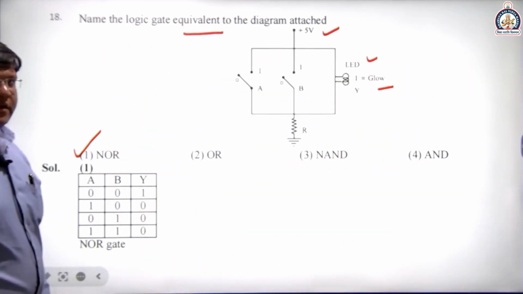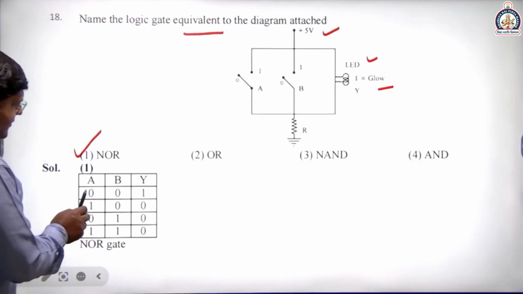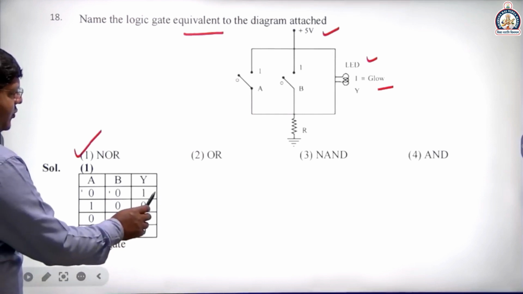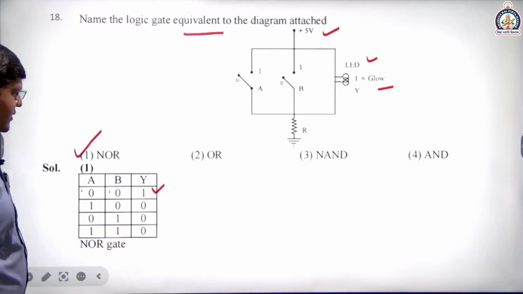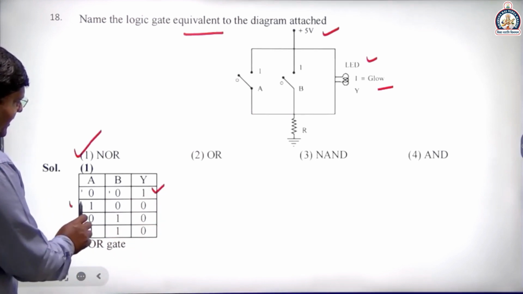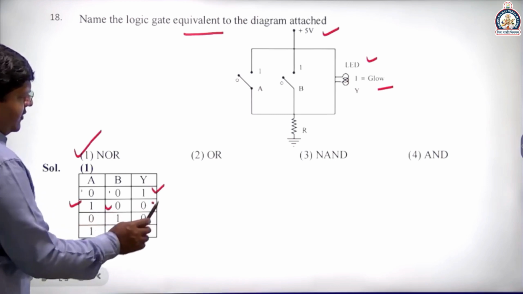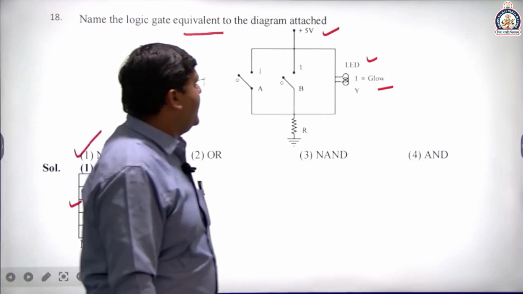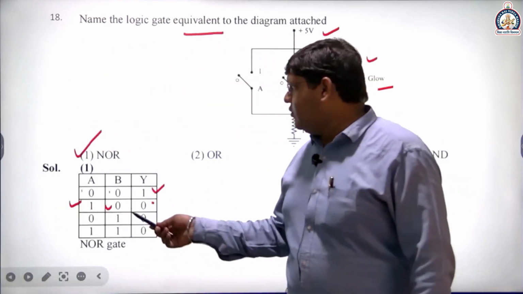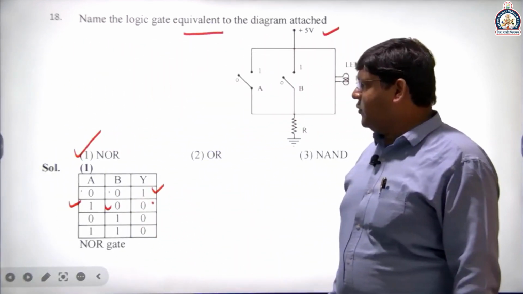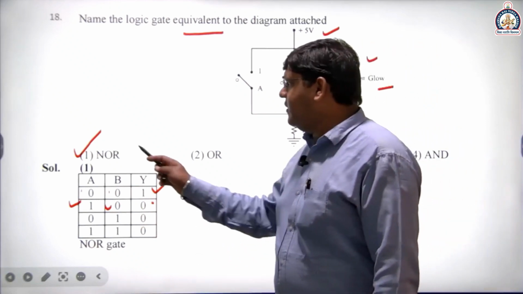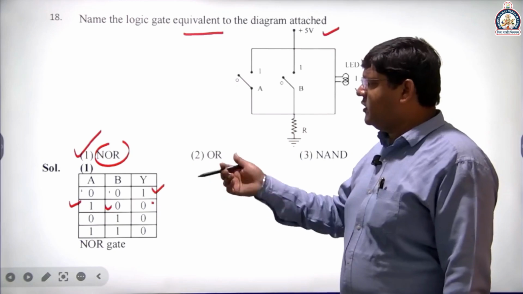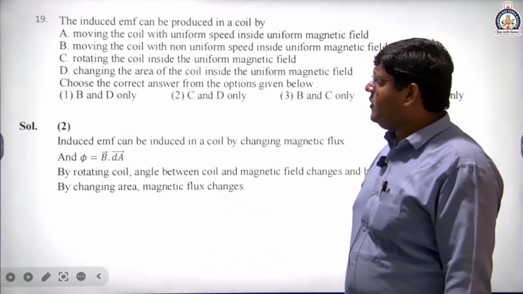NOR gate, what is the NOR gate? Truth table for NOR gate. Now the first input is 0, 0, then we get output equal to 1. Now the other condition is A is 1 and B is 0, then output is 0. So we can say when both inputs are 0, 0, then we get output equal to 1. This is the required condition for which gate? NOR gate. That's why this is the truth table for NOR gate.